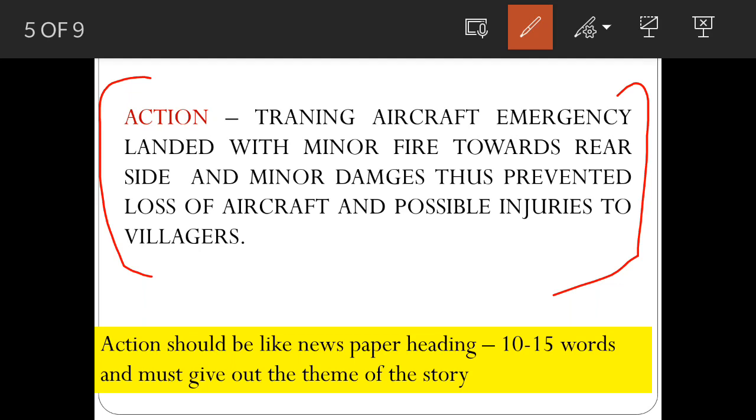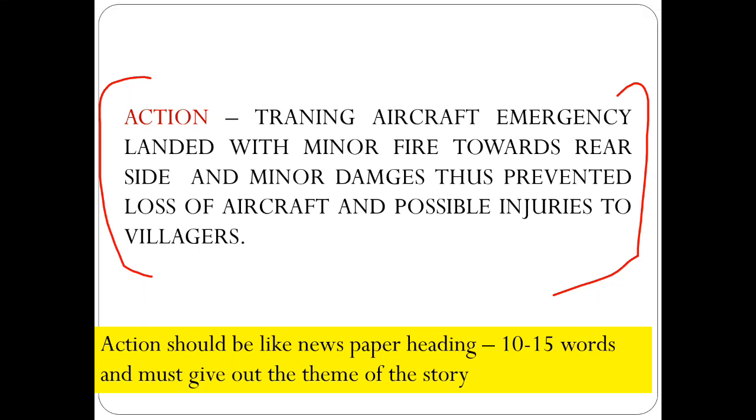The action is: training aircraft emergency landed with minor fire towards the rear side and minor damages, thus preventing loss of aircraft and possible injuries to villagers. So this is the action. This action conveys the whole idea of the story, that a training aircraft did an emergency landing to prevent damage to the aircraft and injuries to villagers. So this is my action. Now we'll see the story.